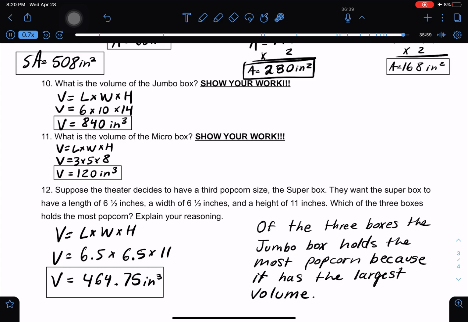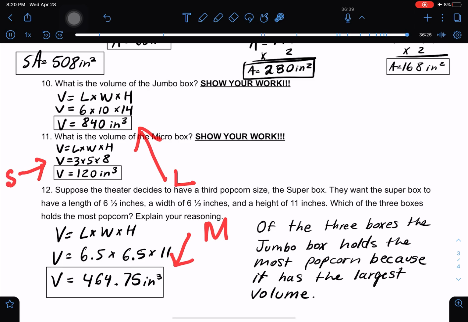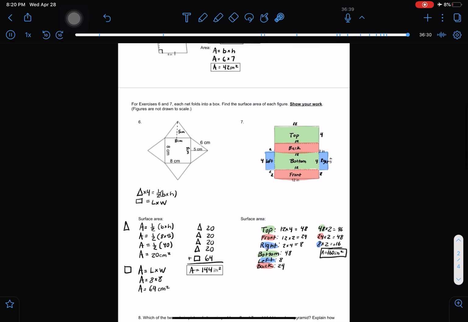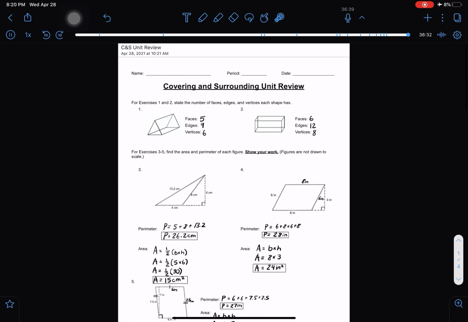If you want to say that after finding the volume, 840 is larger than 464, you can explain it that way. But the goal here is to see and find that of the three, the jumbo box is definitely the largest. The super box that they just made is probably their medium size, and obviously the micro box is their small size. And that completes the review here for the CNS unit review.